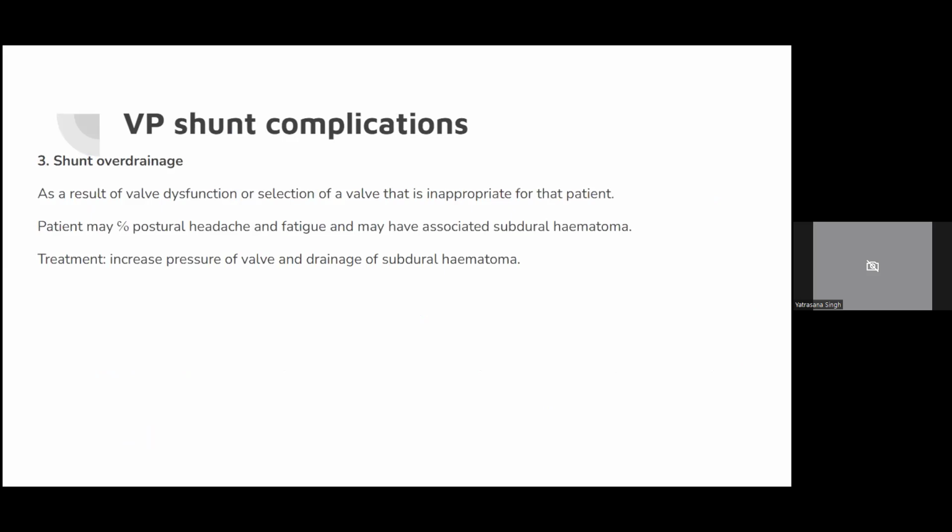Shunt overdrainage is another complication as a result of valve dysfunction or selection of a valve that may be inappropriate for the patient. The patient may complain of postural headache and fatigue, and may also have an associated subdural hematoma. The treatment for this is increasing the pressure of the valve and draining of the subdural hematoma.